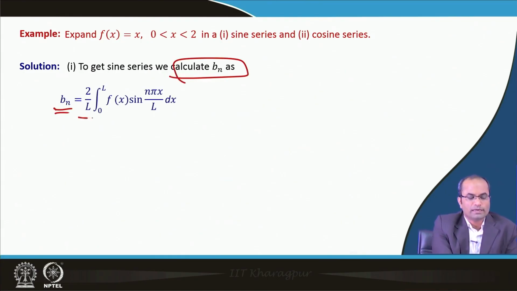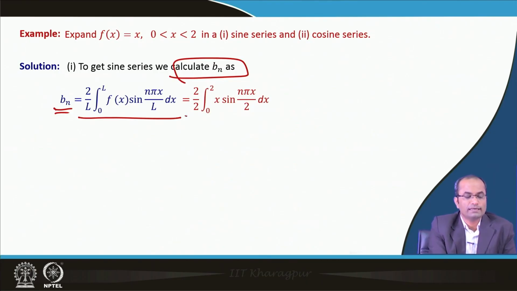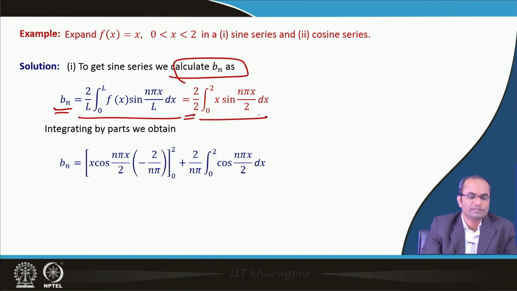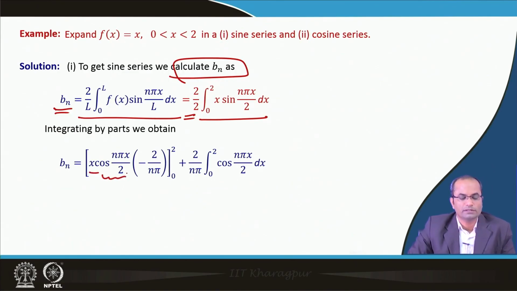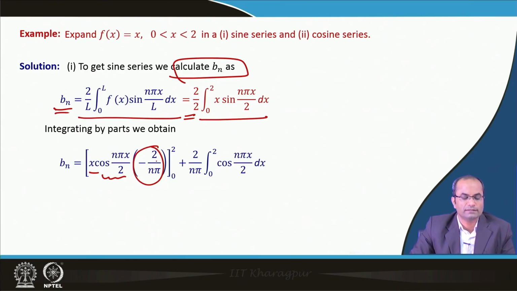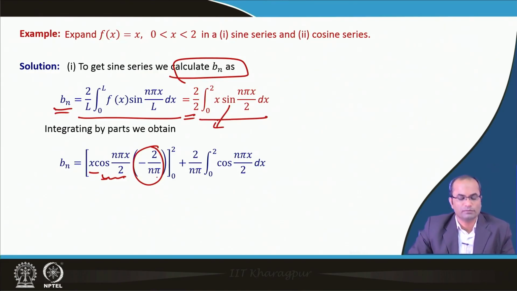So, b_n is 2 over L, integral from 0 to L of f(x) sin(n pi x / L), the general formula to compute this b_n. Here L is 2, so we have the integral from 0 to 2 of x sin(n pi x / 2), which we have to integrate by parts. The first is x as it is, then we have the cosine for the sine, and we also need a minus sign there because sine is integrated, and then we have cosine with the minus sign, and this 2 over n pi factor will be appearing there.